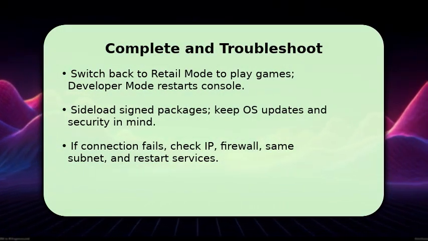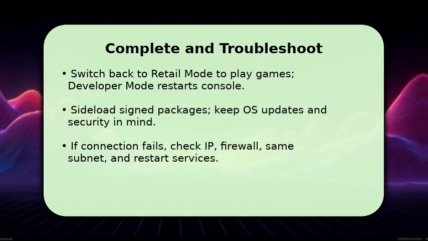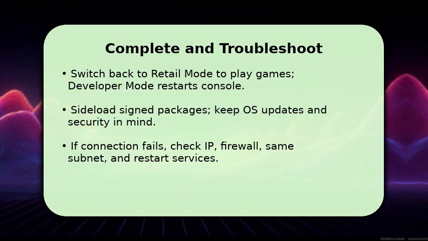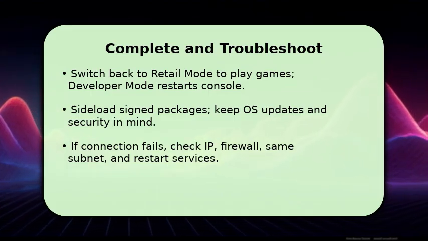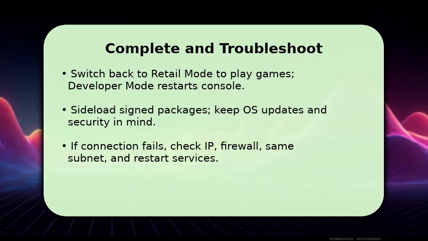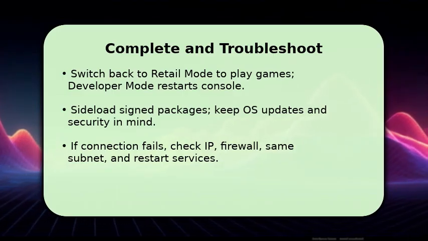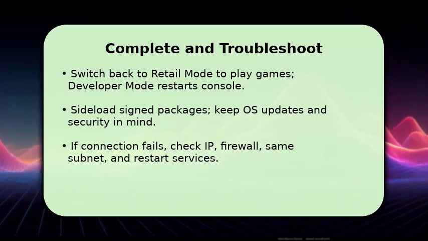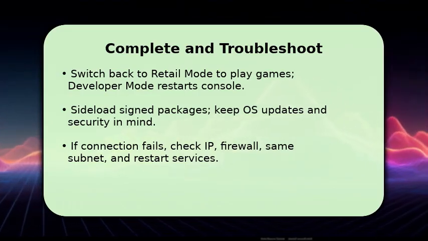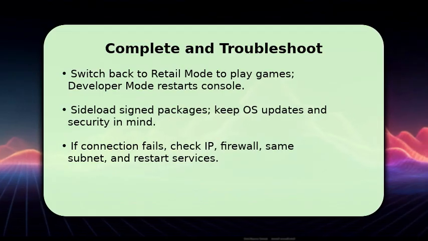Sideload only signed or locally trusted packages, and keep the console system updates current to avoid compatibility problems. If something goes wrong, check the device portal IP, confirm both devices are on the same subnet, verify firewall rules, and restart the Xbox device portal service and console. That fix usually restores connectivity and lets you continue.